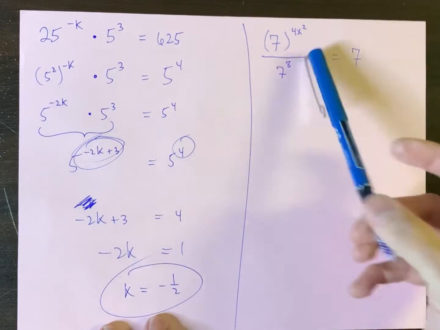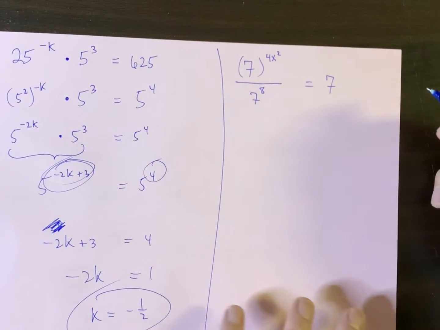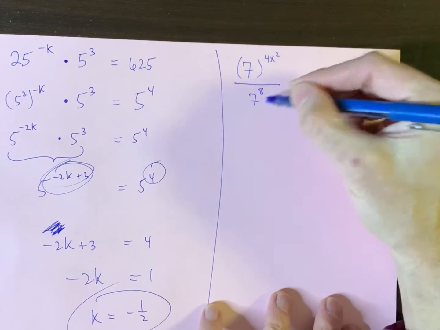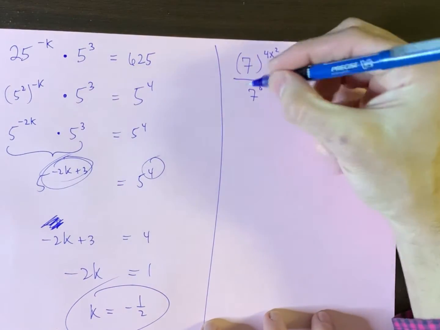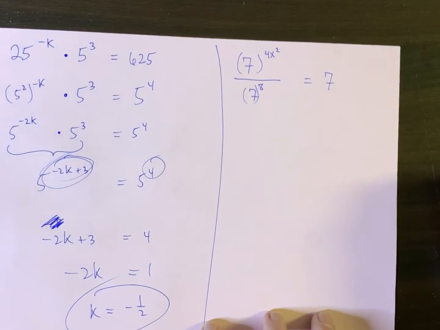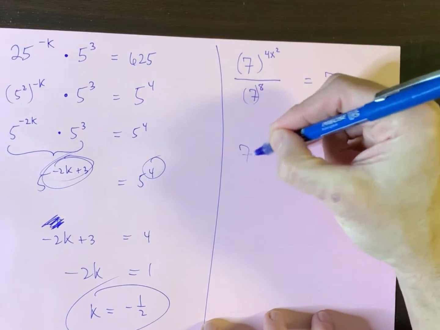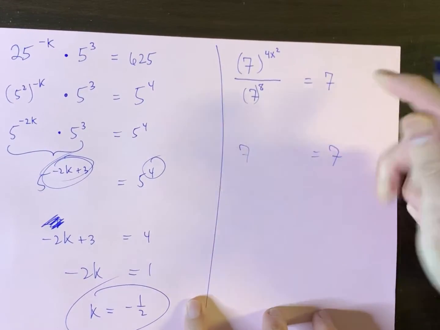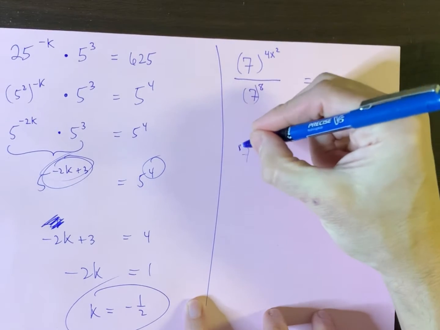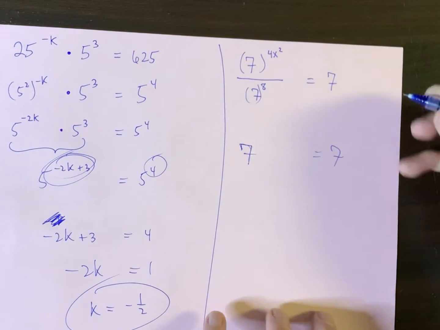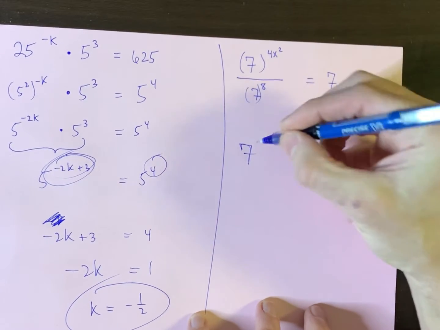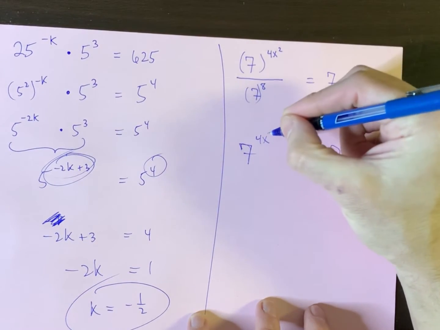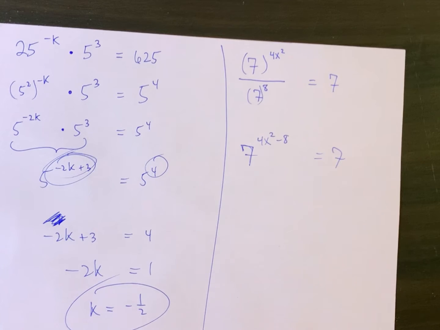Up here, let's do the same thing. As a matter of fact, this is nice because all the 7s are already established. Now let's see. Here, I can put parentheses there, no big deal. And what I'm going to do is instead of writing 2 7s, I'm going to write a single 7. But what you have to do is take the top power minus the bottom power. So that'll be 4x squared minus 8.